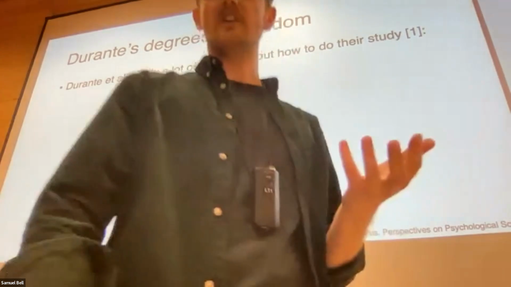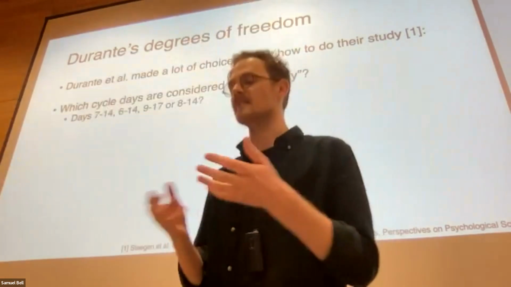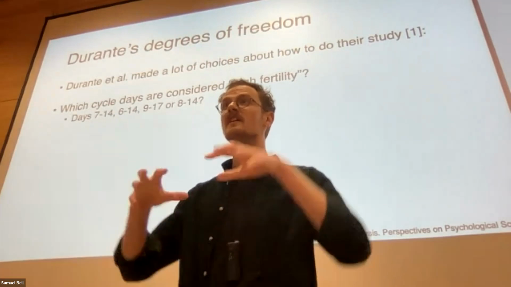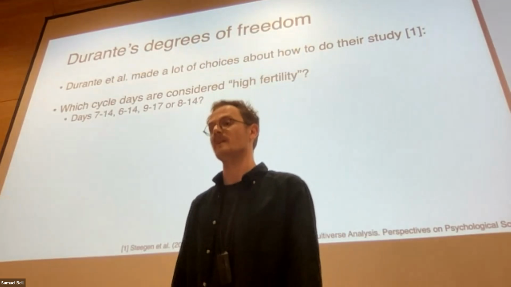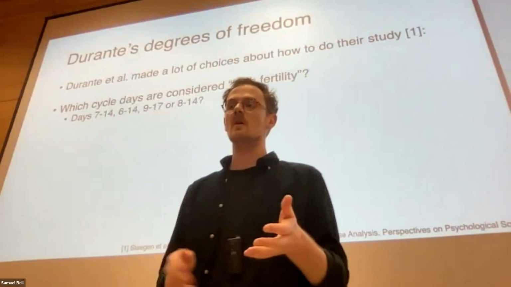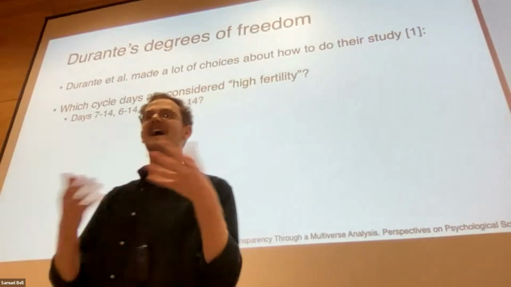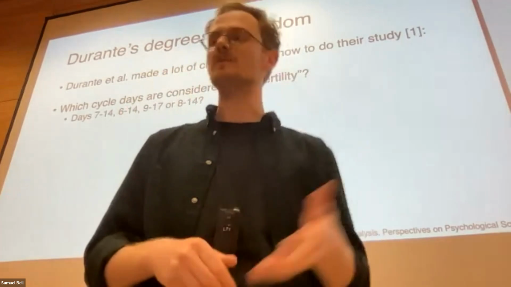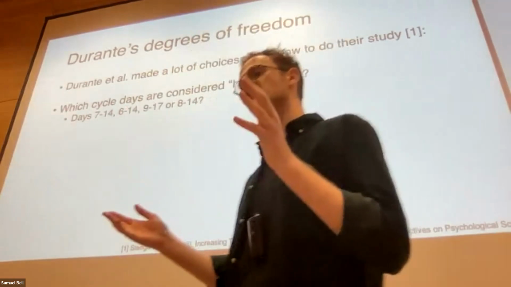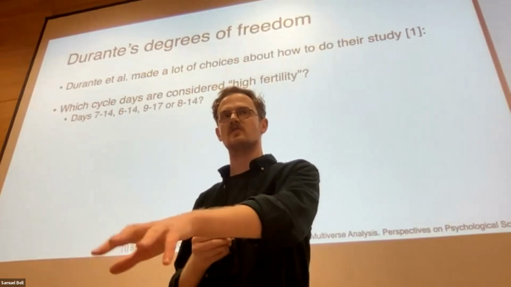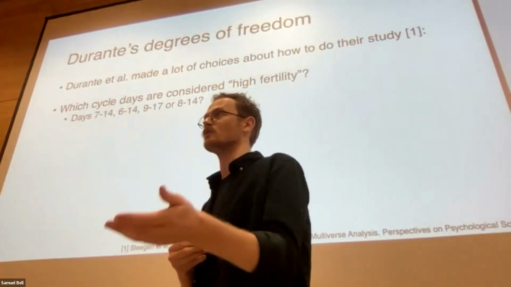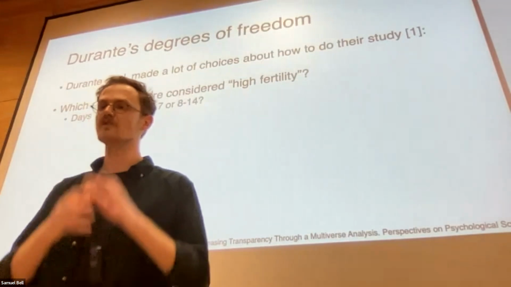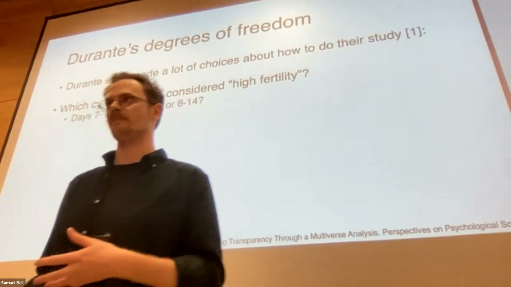If we go back and look at those choices, as Sarah Stegan and co-authors do in their paper, Introducing Transparency Through a Multiverse Analysis, which is the basis for this work that I'm talking about today, you see things like which cycle days are considered high fertility. That's a question, and we have to make a choice there. We could pick day 7 to 14 or 6 to 14 or whatever. These seem like arbitrary decisions, but they're all based on things that Durante and co-authors have done in previous papers. So they're all reasonable, justifiable decisions. It's not to say that they're wrong, it's just that they were a choice.